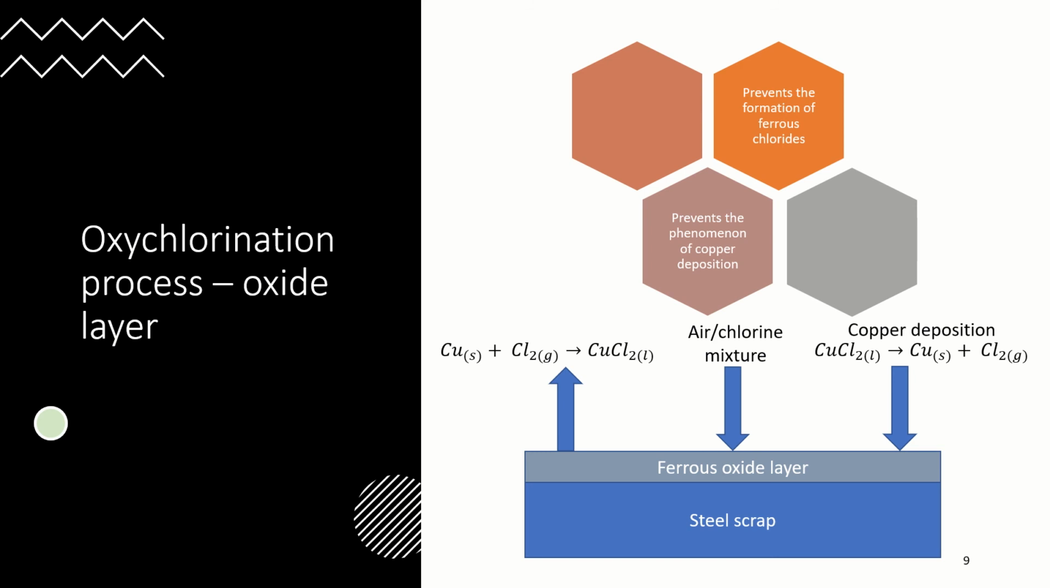The formation of an oxide layer will also avoid a phenomenon called copper deposition, where the concentration of copper chlorides is too high inside the reactor, which will cause its reduction back to copper. That will be prevented by the oxide layer forming at the surface of the scrap. Also, having ferrous oxides is a lot easier to convert into steel rather than ferrous chlorides.